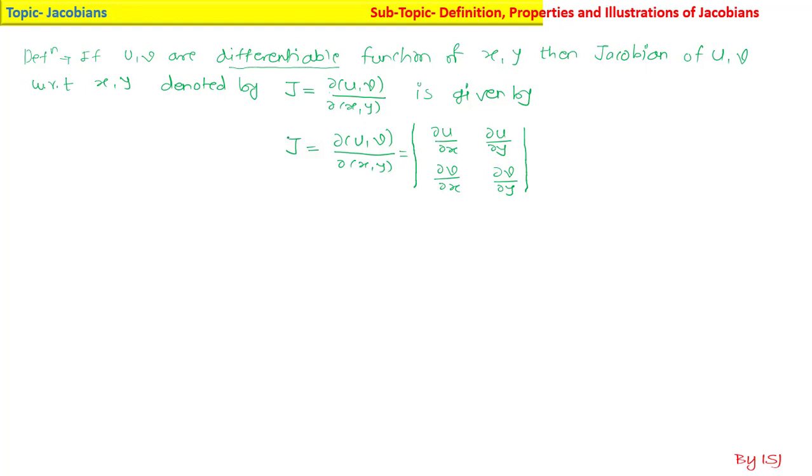So if you are denoting ∂(u,v)/∂(x,y), the Jacobian of uv with respect to xy, by J, then its inverse, that is J dash, will be the Jacobian of xy with respect to uv. If we are calling this J, then this thing will be J dash automatically. Okay, so this is when we have u and v in terms of x and y.